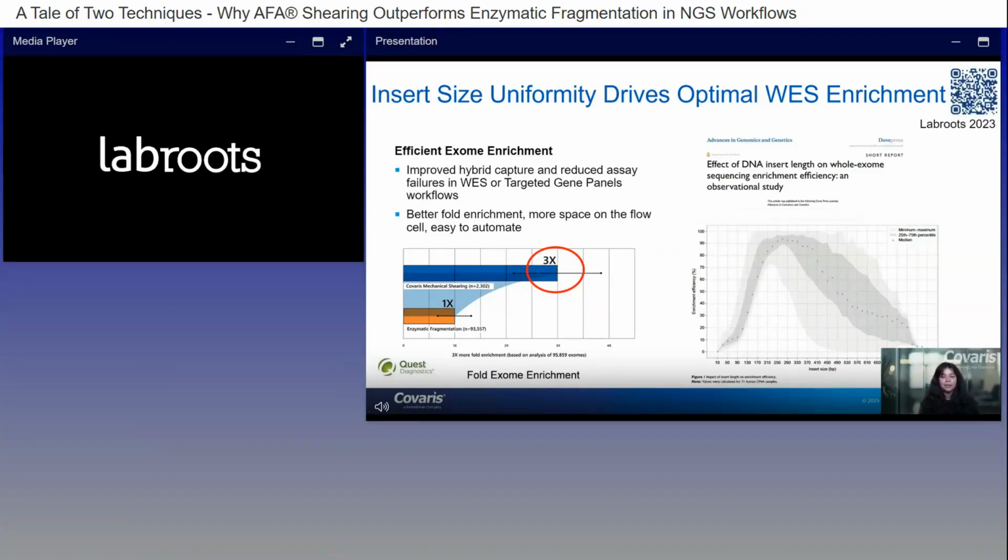If you want to take a closer look at the underlying mechanism here, you can take a look at this second figure, which shows research indicating that enrichment in whole exome sequencing is really sensitive and dependent on insert size, with enrichment actually going down above and below the target size.